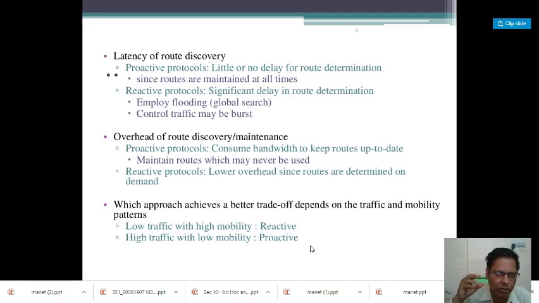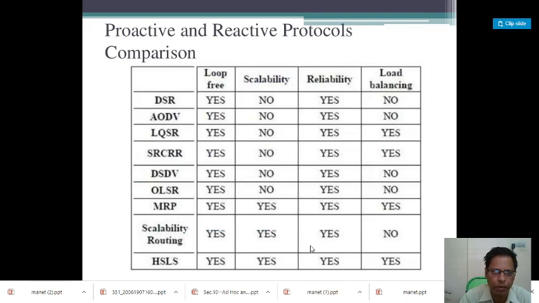High traffic is nothing but more packets are transmitting. Low traffic is fewer packets are transmitting. Okay, this is the table where we can see the proactive and reactive protocols comparison. We have seen DSR, AODV, destination sequenced distance vector, ad hoc on-demand distance vector, LQSR, SR. These different protocols are compared on scalability, reliability, and load balancing.